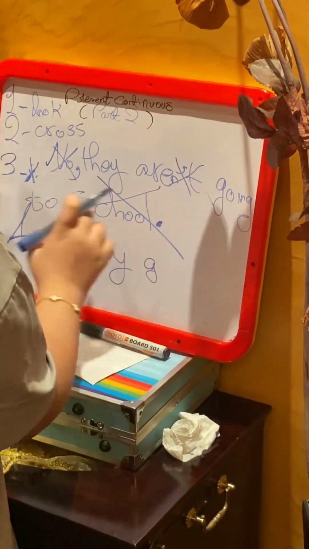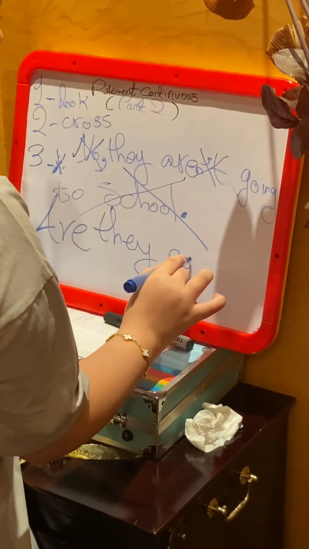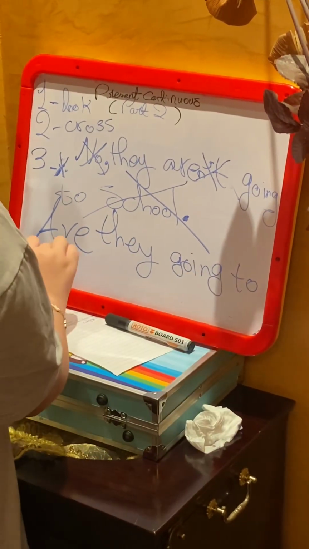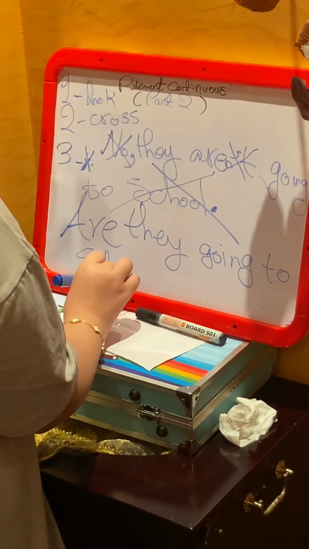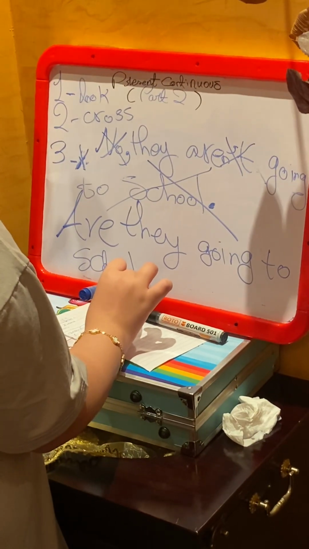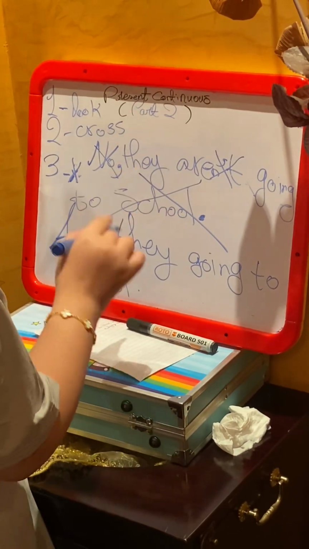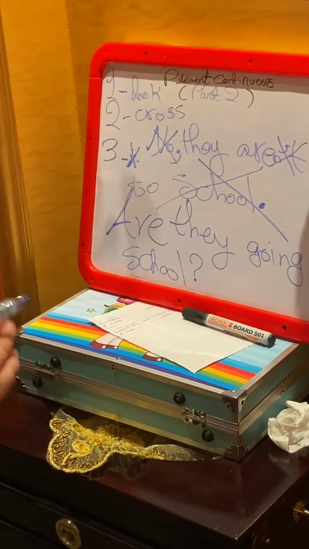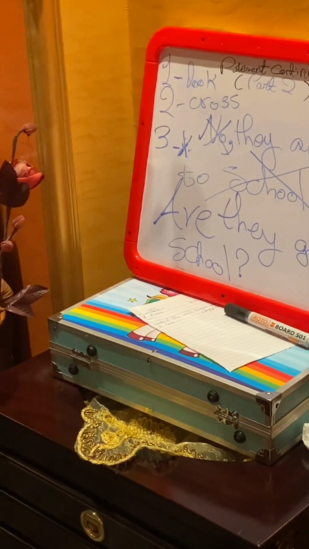Are they going to school? And nothing else. Are they going to school? Okay, guys? And then put a full stop. Wrong. Put question mark because here it's a question. So this is how to form a question.